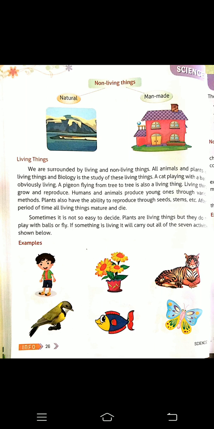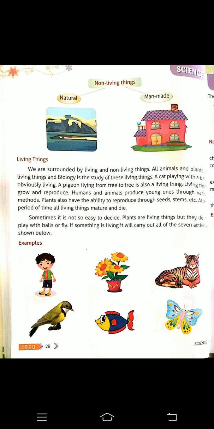So plants are living things, but they can't play like human beings or cats. They can't play with a ball or bat or anything, and they can't fly either. They stand in only one place. This type of living thing carries out 7 characteristics. The 7 characteristics are shown here with examples: human beings, flowers, animals, birds, fish, butterfly.